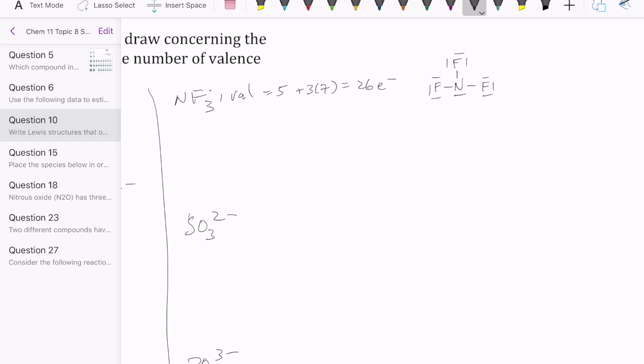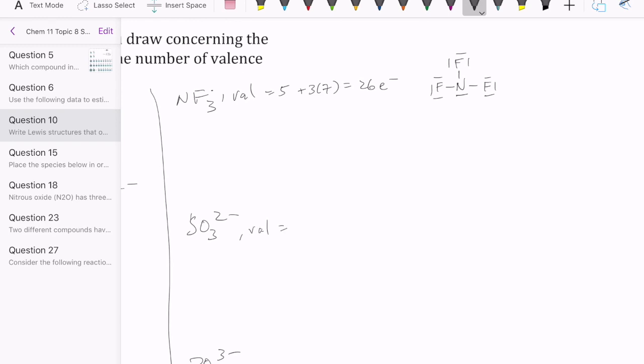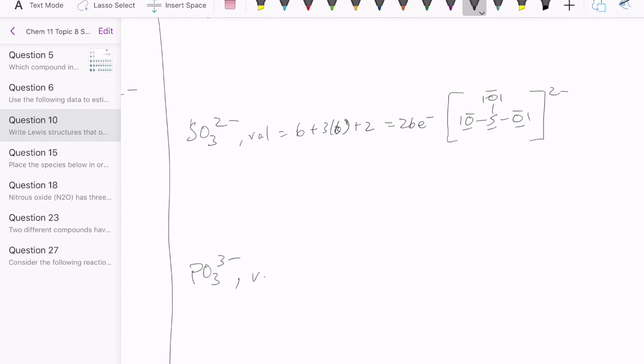So that's your structure. Now if you go with sulfite, you have 6 plus 3 times 6, plus 2 more electrons from the charge. That also ends up being 26 electrons. And again, you start seeing the pattern, hopefully. 3 here, 1, 2, 3, and so on up to 12. So again, missing 1 pair. We put that last one over there. That's your sulfite structure. Phosphite, you can count it.